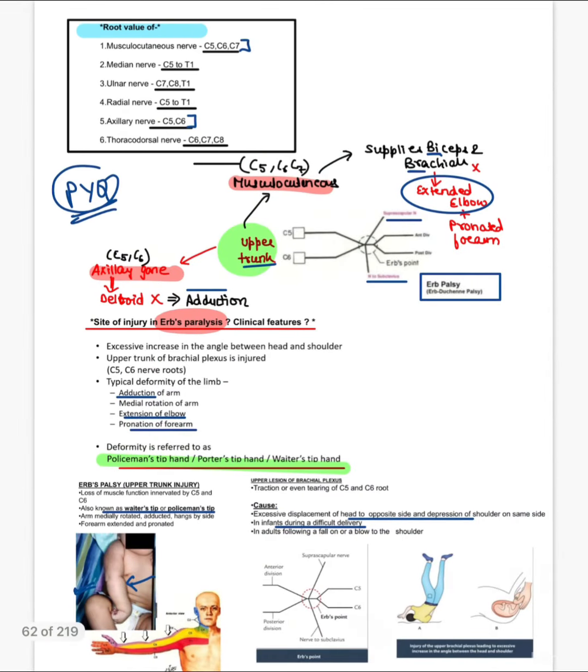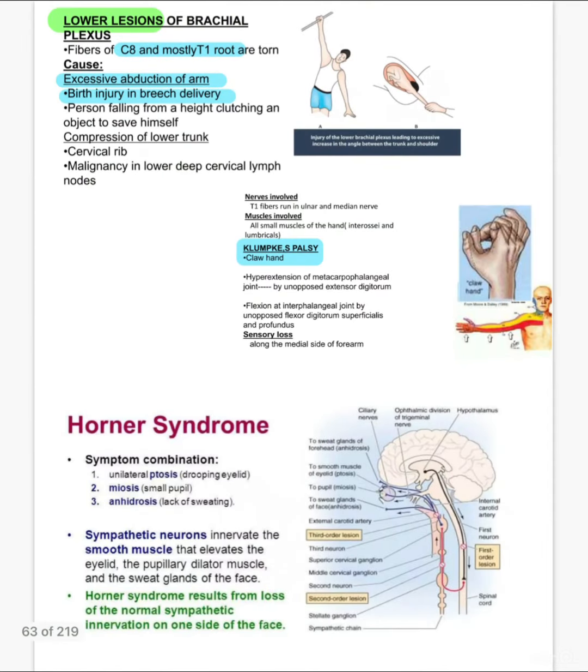Now, Erb's is the upper paralysis. Remember, Erb's is the upper paralysis. Coming to Klumpke's palsy, guys, that is your lower paralysis, that is C8 and T1, due to birth injury in a breech delivery or a person holding a tree, an image would be given, guys. So this is very important, Klumpke's paralysis.